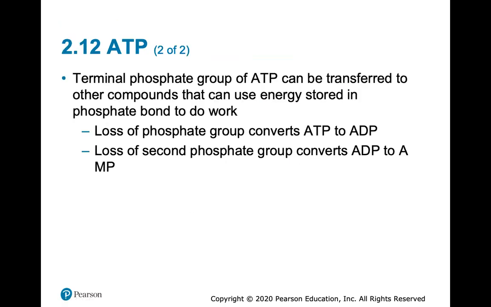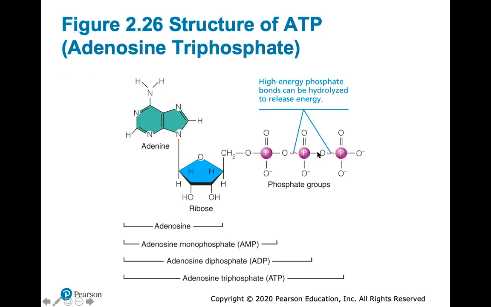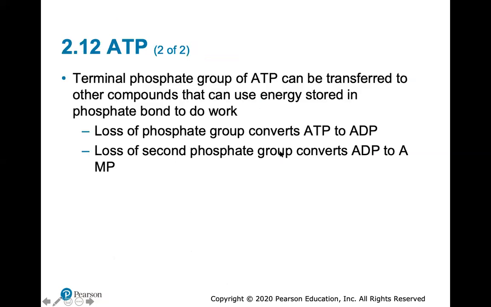The terminal phosphate group of ATP can always be transferred to other compounds that can use the energy stored in that phosphate bond. So you can see 3 phosphate groups here. If we lose one, the compound changes its name to adenosine diphosphate. And if we lose 2, the compound becomes adenosine monophosphate, for 1 phosphate group. So adenosine monophosphate, that's what these brackets are showing down here. Adenosine diphosphate, and adenosine triphosphate includes all 3 phosphate groups.